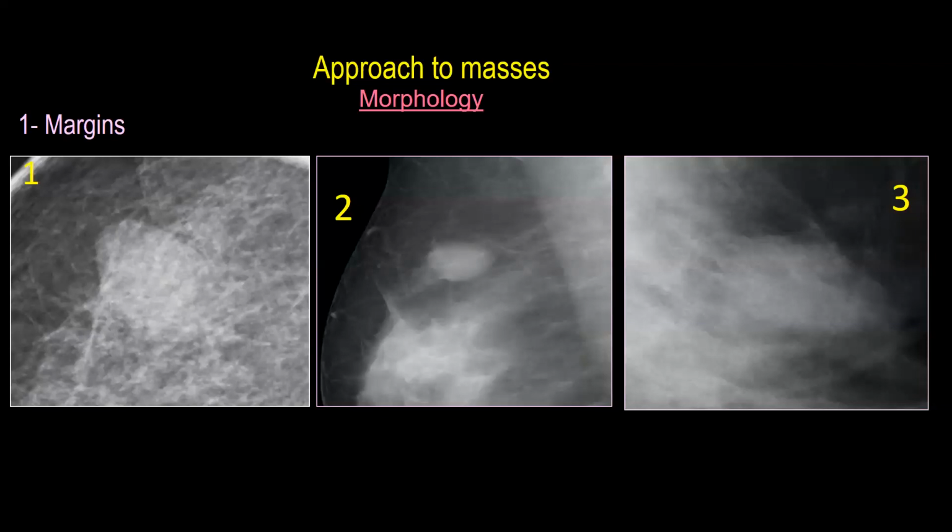Margin. Partially obscured, partially circumscribed. Take one by one. Tell me which one you are talking about, 1 or 2 or 3. Partially circumscribed, partially obscured. Excellent. 1, yes. 2 is circumscribed. 3, indistinct. Excellent.